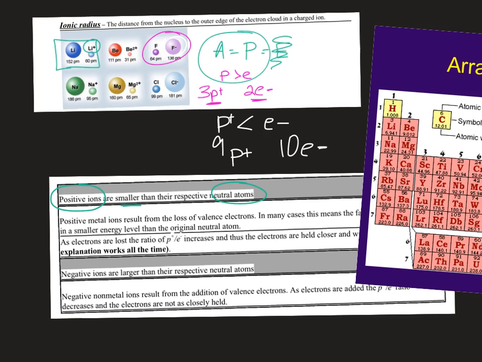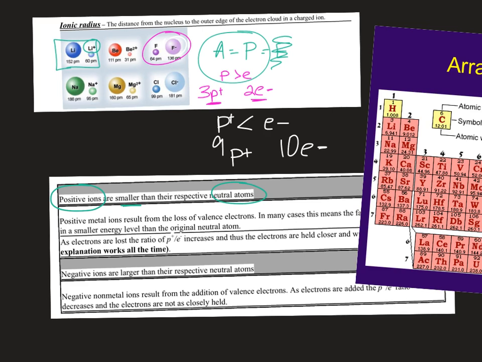So what I want you to think about is if you have a bunch of magnets and you have all of the same ends facing each other. Remember, like charges repel. Like charges repel. So when I have more electrons, those things are going to poof out because they're going to be repelling each other in that outside cloud.